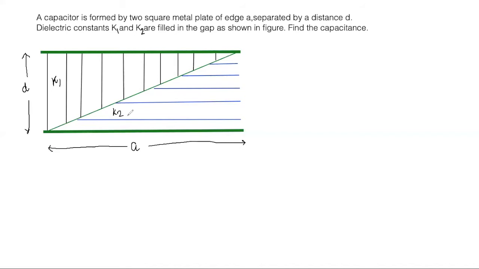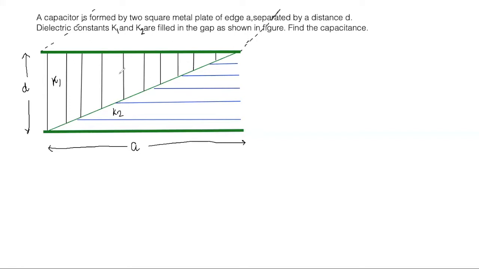So this sum: a capacitor is formed by two square metal plates of area A separated by a distance D. Dielectric constants K1 and K2 are filled in the gap as shown in the figure. So the thick green plates are the capacitor plates. Their length and width. I have not drawn the width. Width will be something like this. So these are the plates.